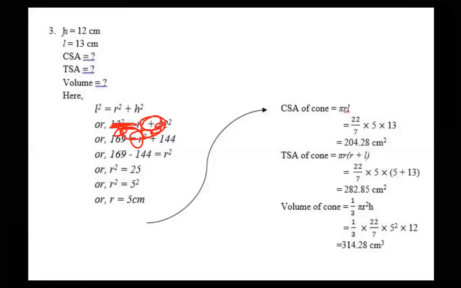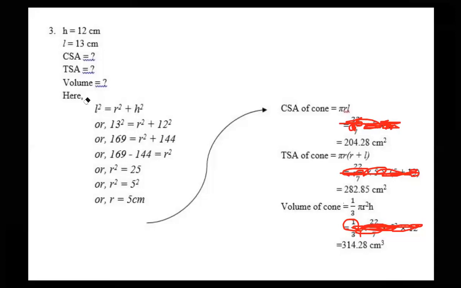In this question, R is missing. So get the value of R first, and after getting the value of R, find out CSA, TSA, and volume. Please be quick. We just have around 10 minutes only. Those who have not done it, keep on doing.